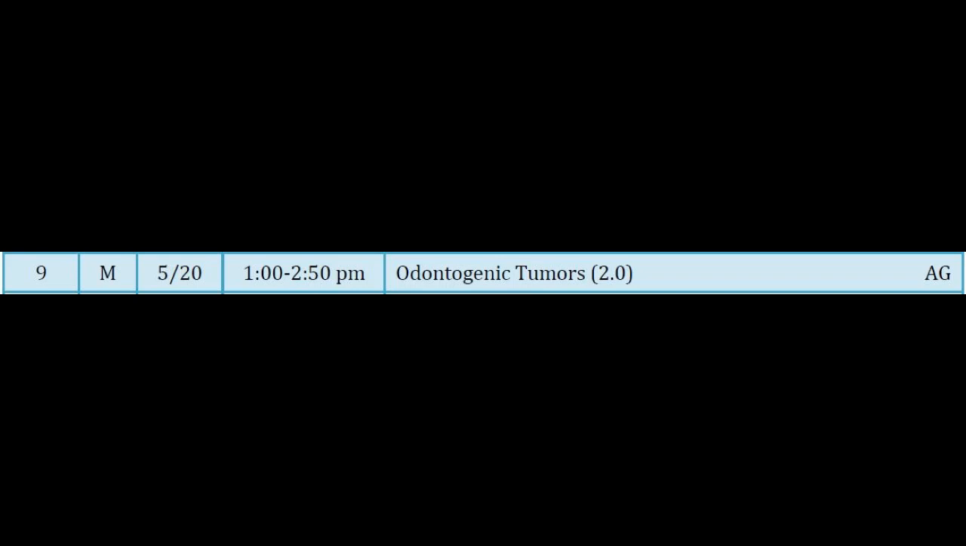So odontogenic myxoma is basically a benign odontogenic tumor. What is the origin for it? Is it epithelium, ectomesenchyme, or is it mixed? Ectomesenchyme. It's ectomesenchyme, right? So what is the site predilection for an odontogenic myxoma? Site. Posterior mandible, right?